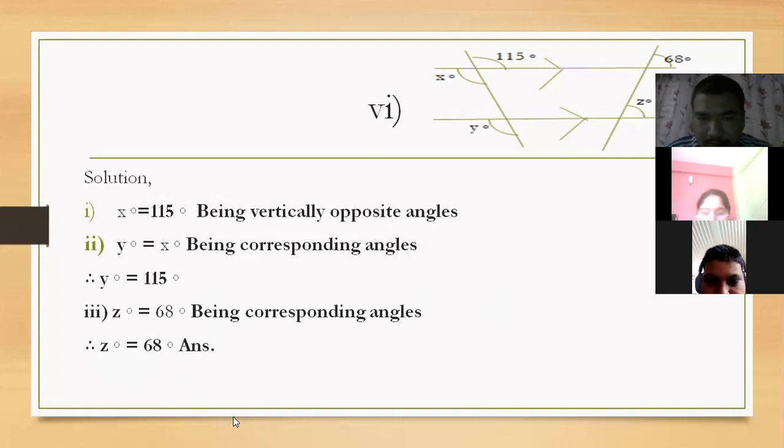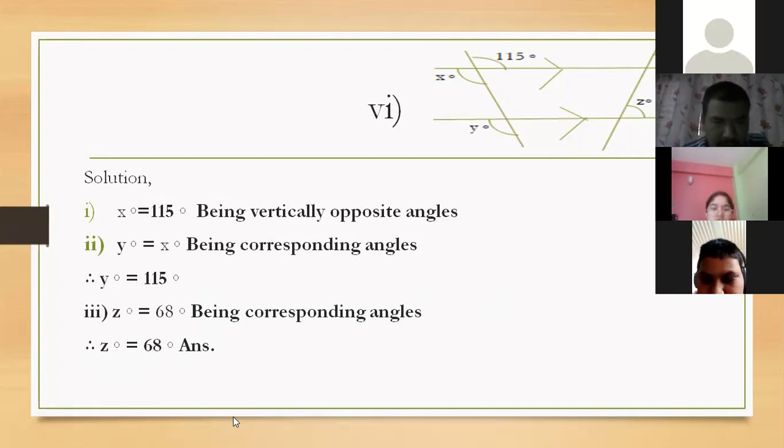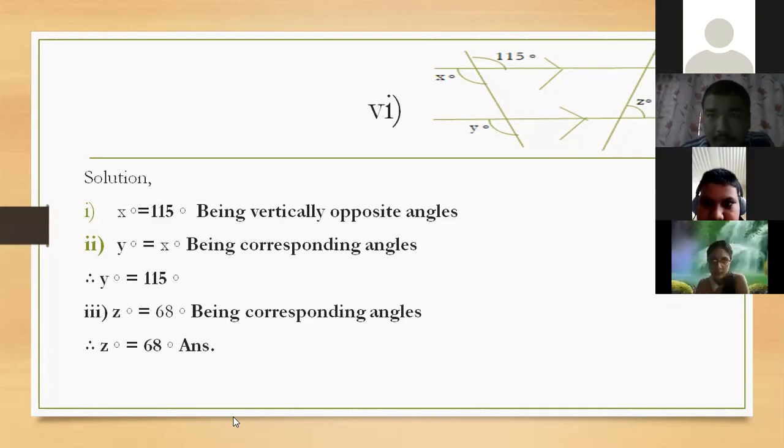Hello, Hafiz. Yes, sir. Are you clear about the solution of VI? Yes, sir. Good. Now I am going to show you the next one.